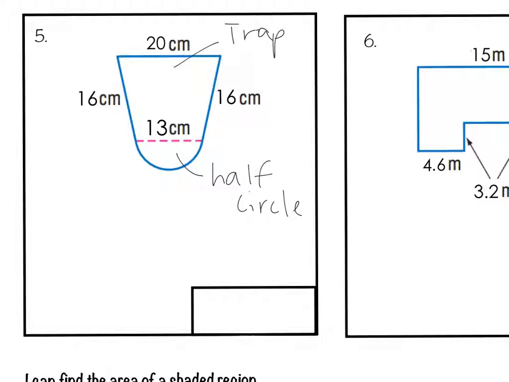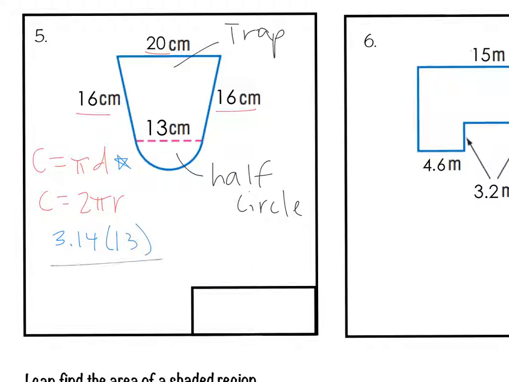So I know I'm going to add up 16 plus 20 plus 16. Then I actually have to figure out the circumference of this half circle. So the circumference formula is pi times diameter, or circumference equals 2 pi r. And since I'm given the diameter of 13, I'm just going to use this top formula here and figure out 3.14 times my diameter divided by 2, which gives me 20.41.